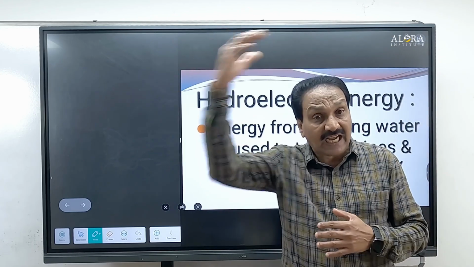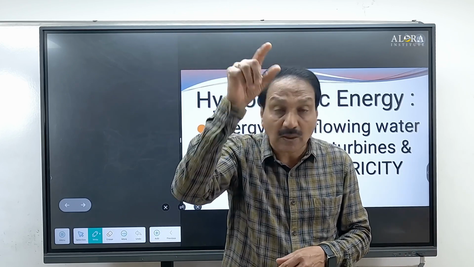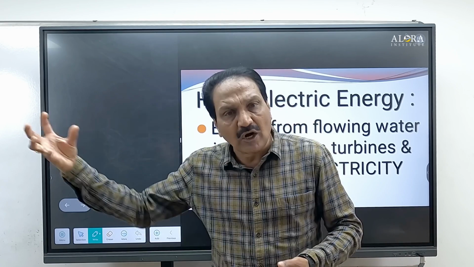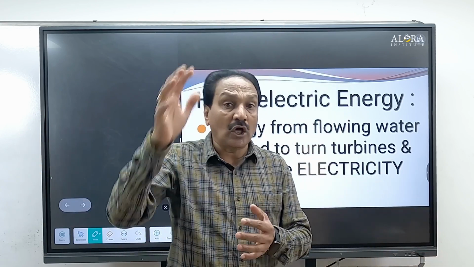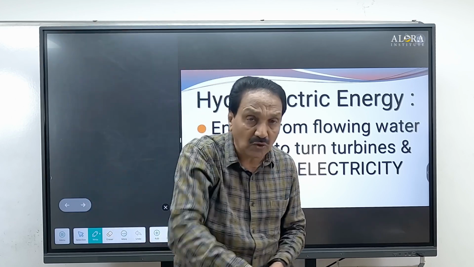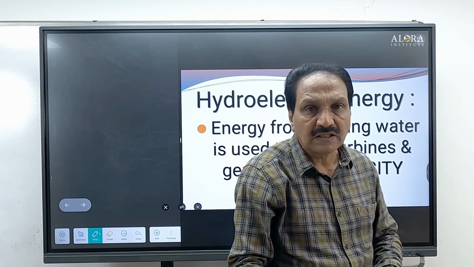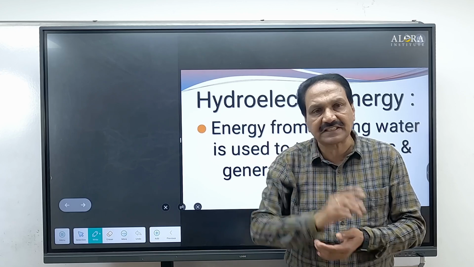When the water is at a high point, due to that height, it has potential energy in it. Since the water is flowing with a certain velocity, it has kinetic energy. So both types of energies are present in the water flow. When it falls down, the height decreases. The height decreasing means the potential energy decreases.